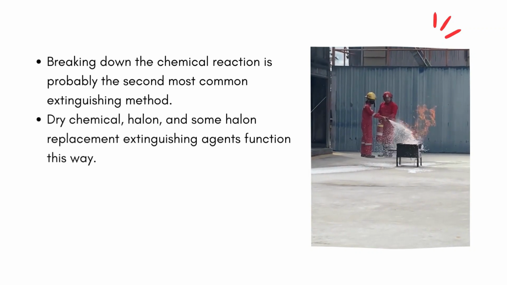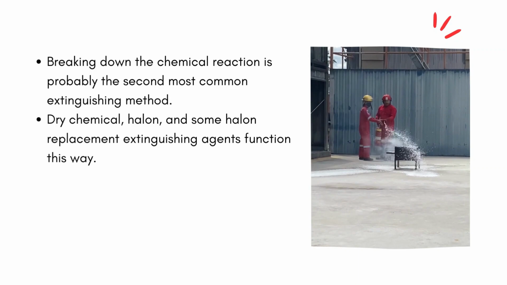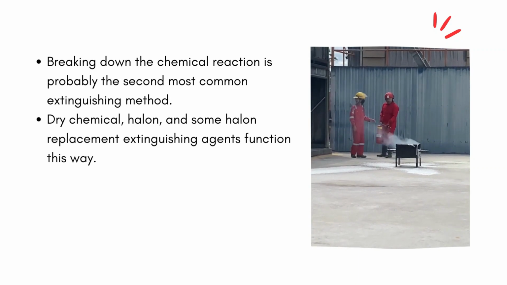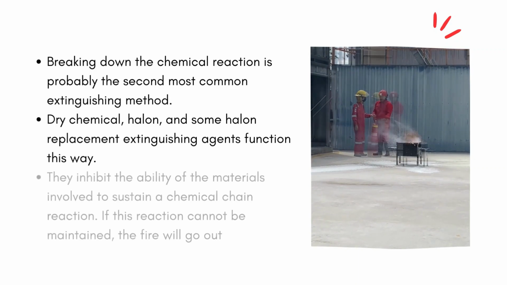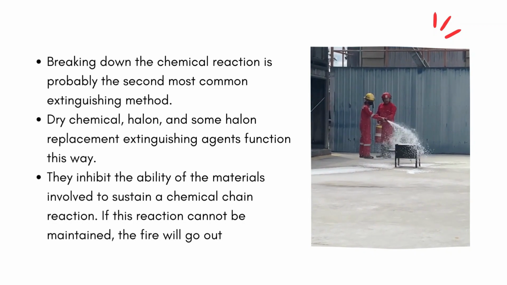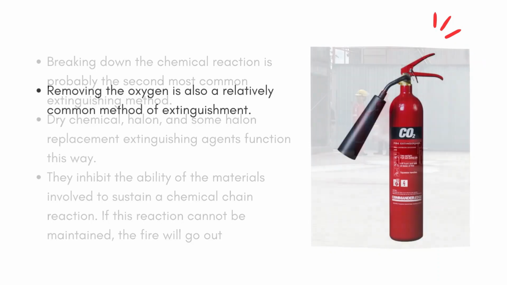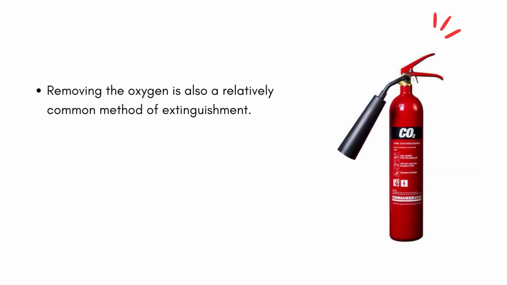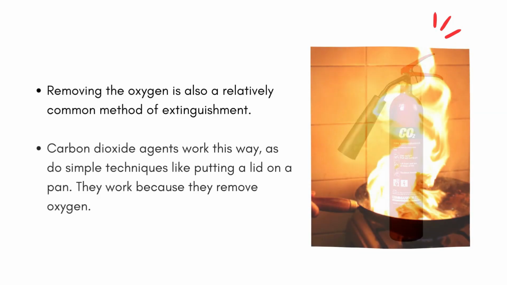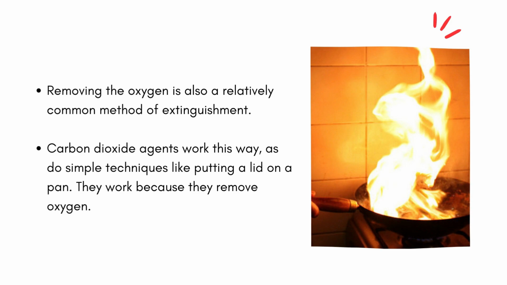Dry chemical, halon, and some halon replacement extinguishing agents function this way. They inhibit the ability of the materials involved to sustain a chemical chain reaction. Removing the oxygen is also a relatively common method of extinguishment. Carbon dioxide agents work this way, as do simple techniques like putting a lid on a pan. They work because they remove oxygen.